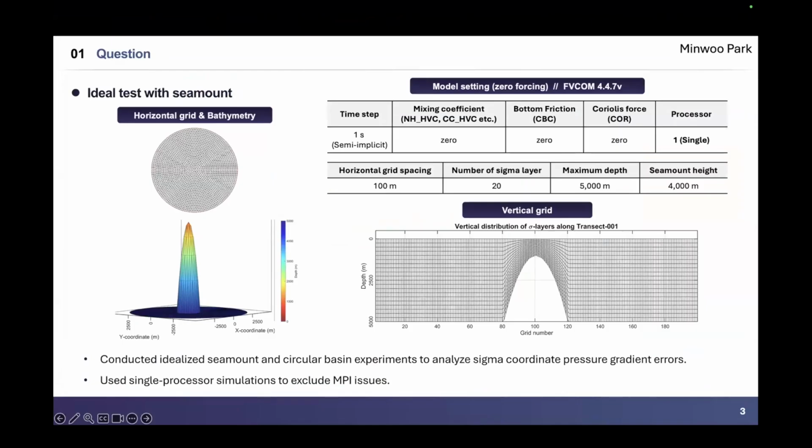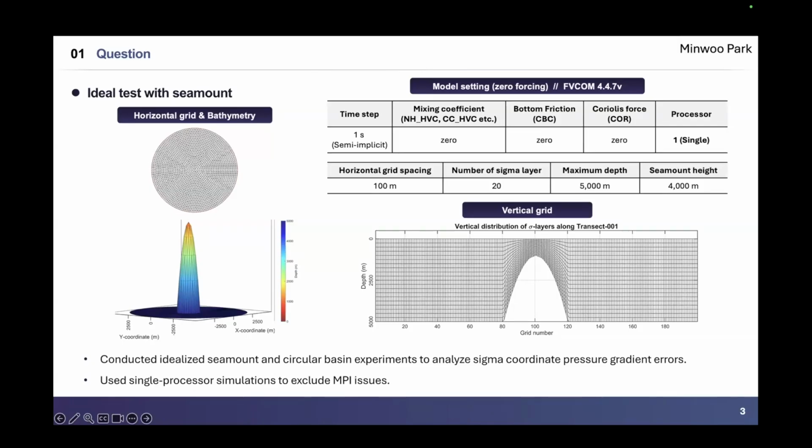Sigma coordinate error only happens when you consider stratification. The reason the sigma error comes here is because of the pressure gradient. When you calculate the hydrostatic pressure gradient, you have a pressure gradient term. After sigma transformation, they compare the two terms. One is the density gradient, another one is related to the slope. But the two terms are the same order of magnitude, but the sign is opposite.